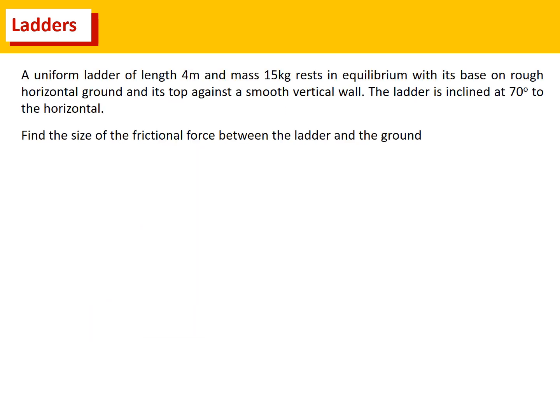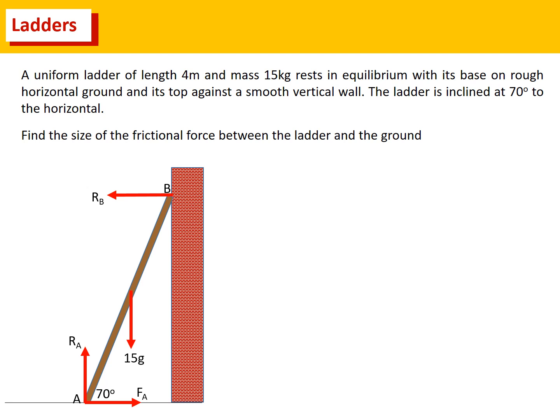So let's apply that to the situation here where we've got a 15 kilogram ladder resting against a smooth vertical wall and it's placed on rough horizontal ground. Horizontally, we've got the friction at A equaling the reaction force at B, and vertically we've got the weight of the ladder equaling the reaction force at A.